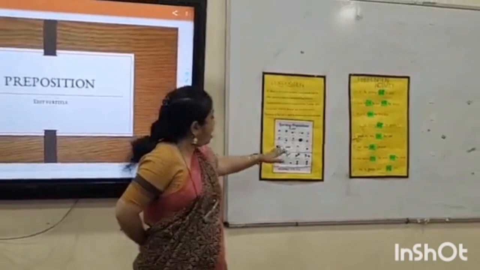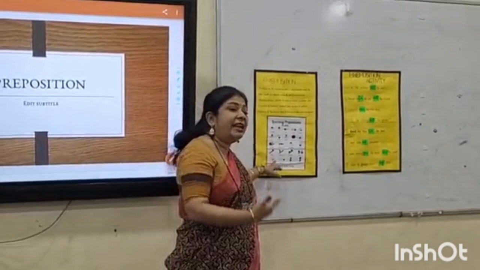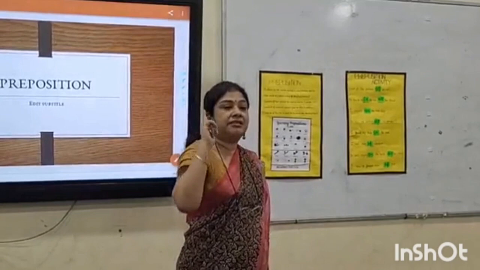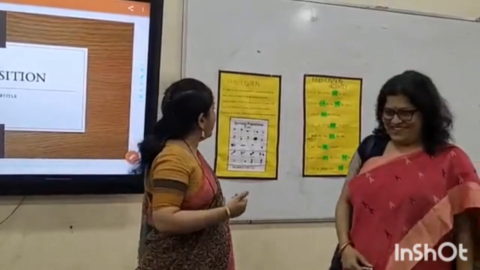Now, after preposition of place, I have preposition of direction or movement, which is at The dog ran across the road. Towards. Joshi is coming towards me. Okay. All these are prepositions of movement or direction.